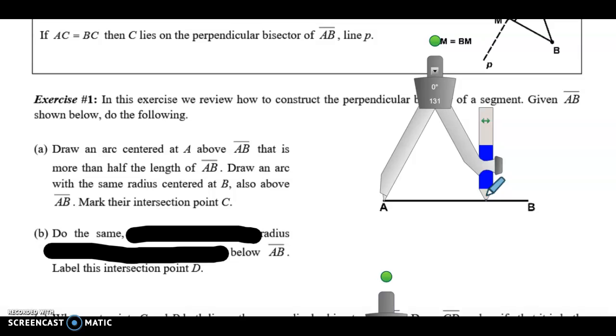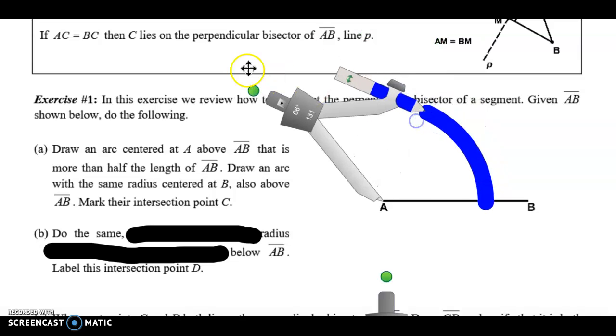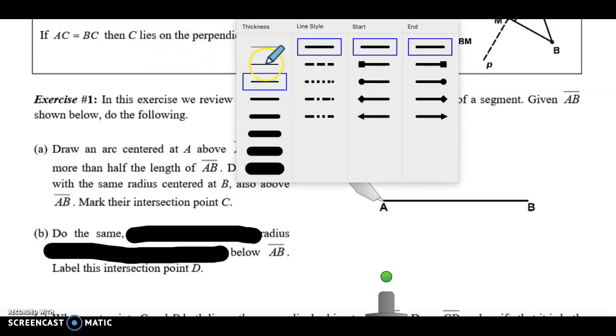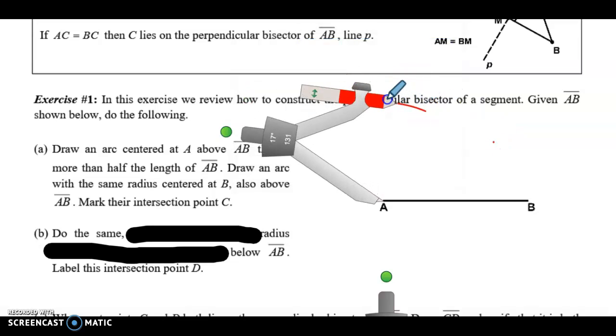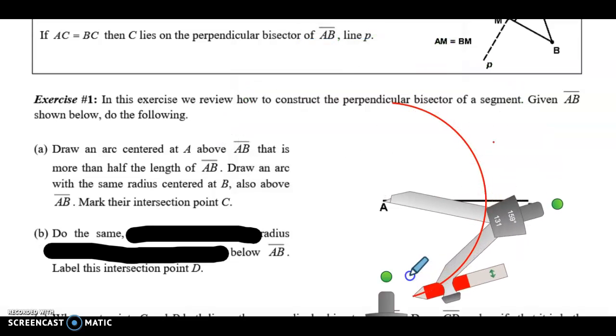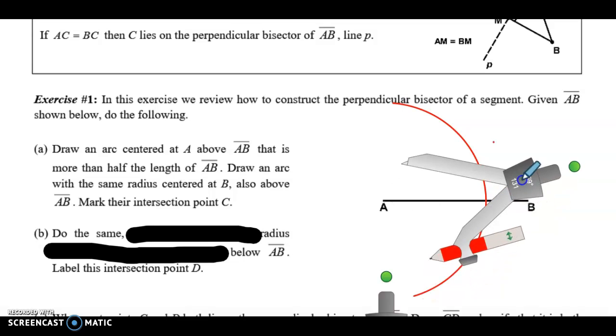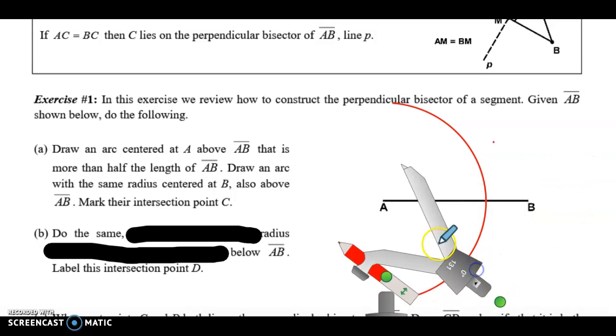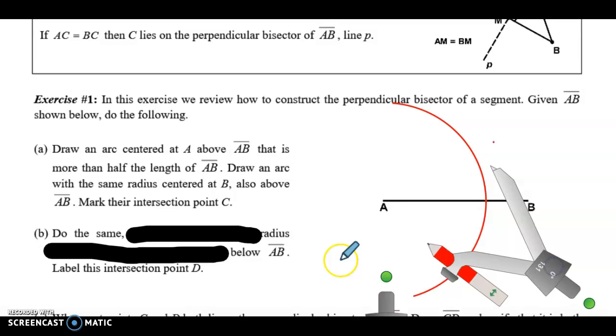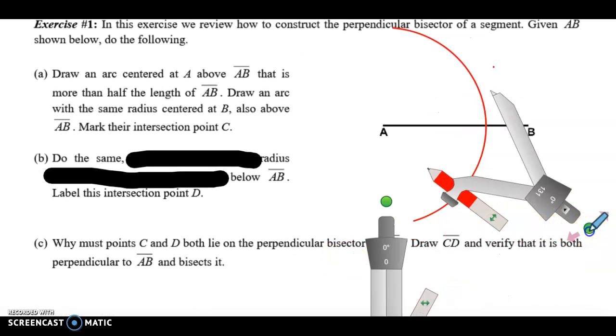I need arcs above and below. If you just want to drag your pen or pencil the whole time, then you can certainly do that. Let me just try and make this line a little bit thinner here. I don't know why it came out so thick. Let's try that again. There we go. So I usually just drag my compass the whole way. I don't worry about just making the arcs above and below. If you wanted to do an entire circle, you can do an entire circle.